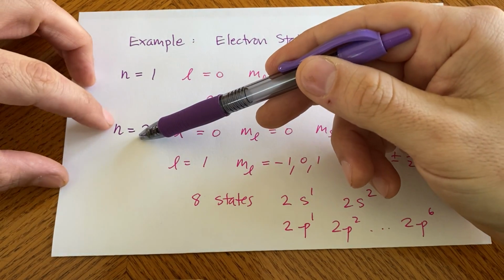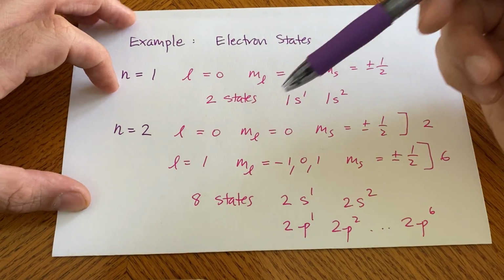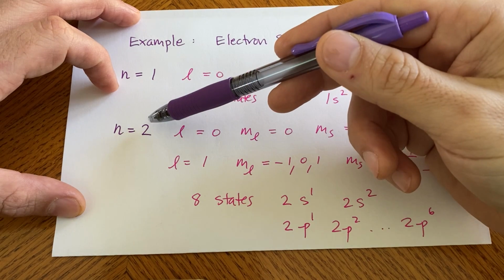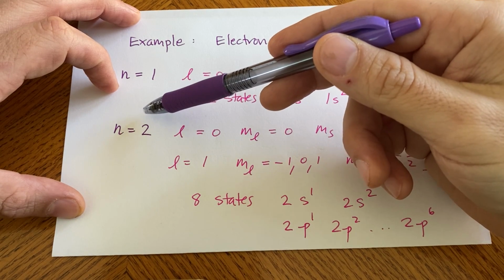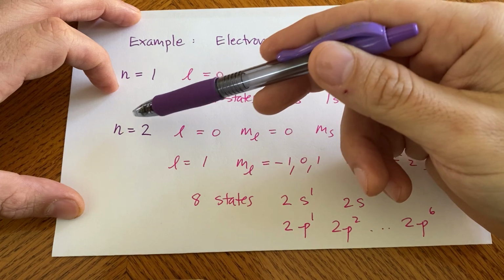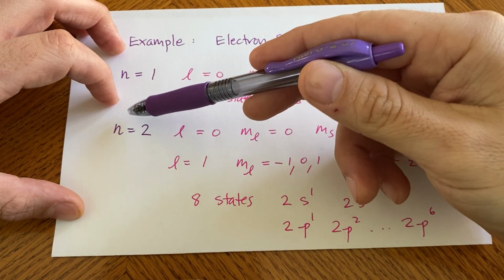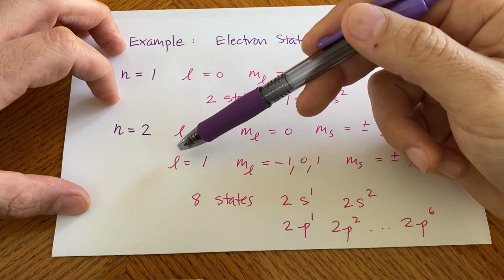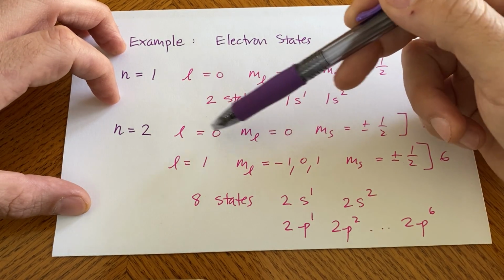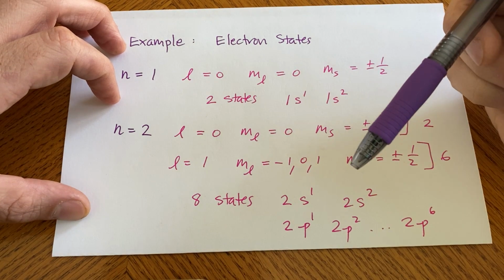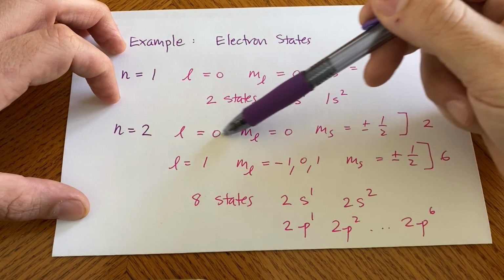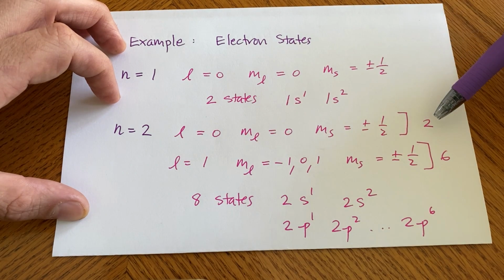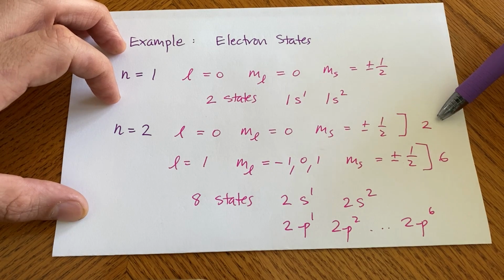Moving on to n equals 2. If n equals 2, then our possible values for L increase, because L could be anything 1 less than n or below, but not negative. That means L could be 0 again, or it could be 1. Now we've already handled L equals 0, so everything here is going to be the same. When L is equal to 0, we're in the s orbital, and there are two possible states. So that stays the same.